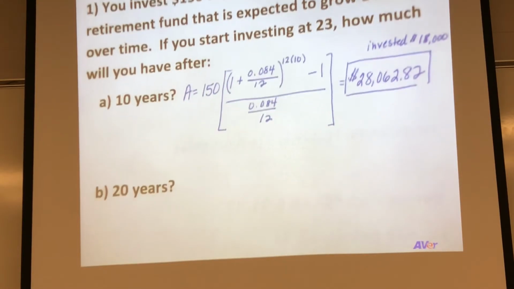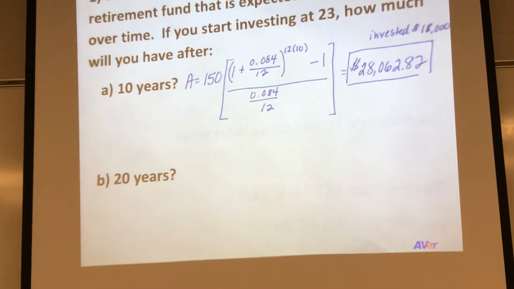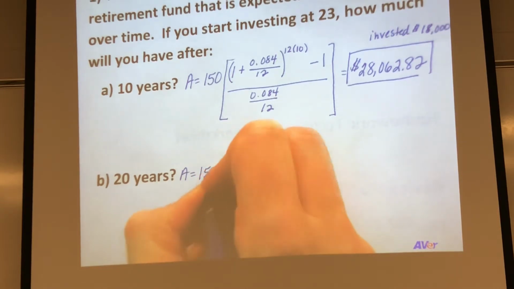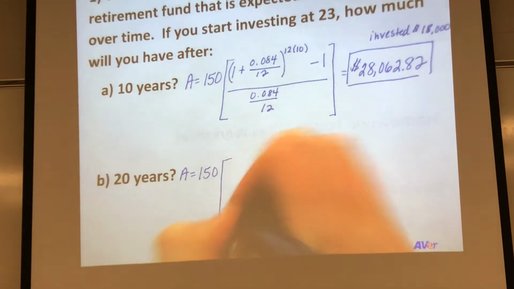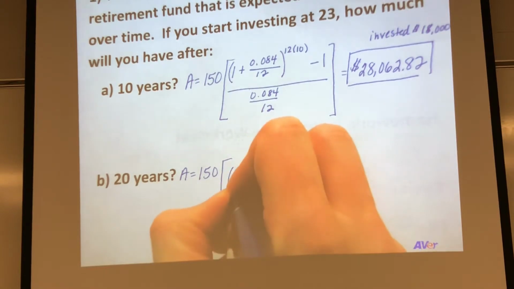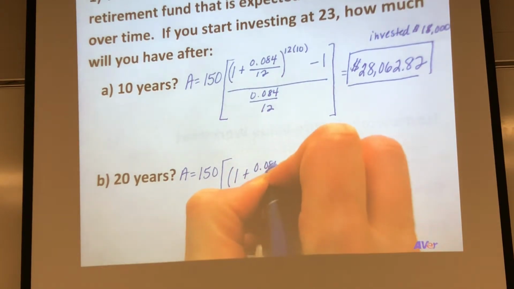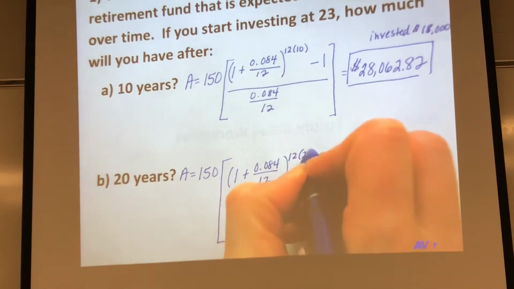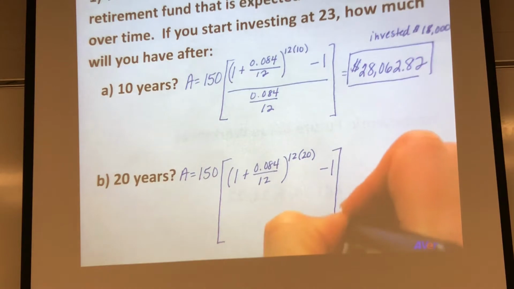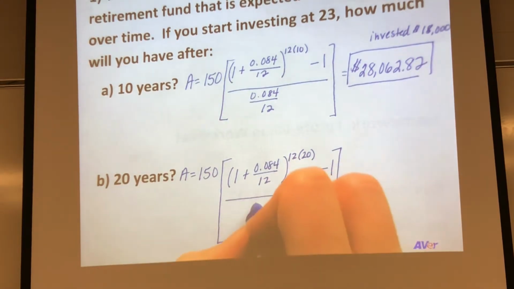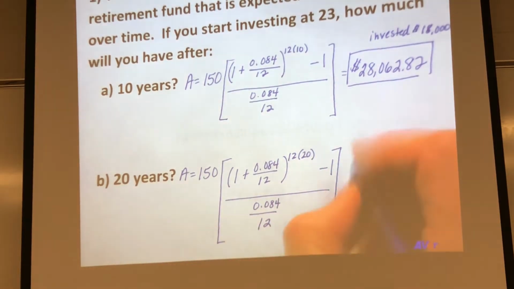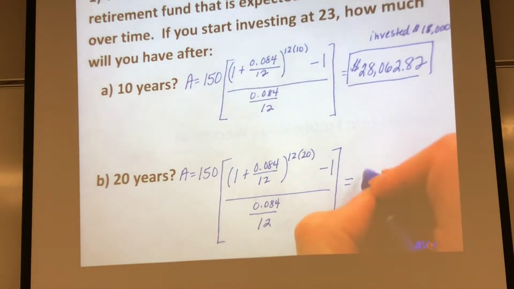So let's see how much we would have after 20 years. We're going to do that with the same equation again. Everything is exactly the same. The only thing we're going to change is the time. We're going to change that to 20, and that's up in the exponent there. Everything else is identical because the rate stays the same. Still compounding every month, still putting in 150 every month. See if you can calculate what you would have in 20 years.